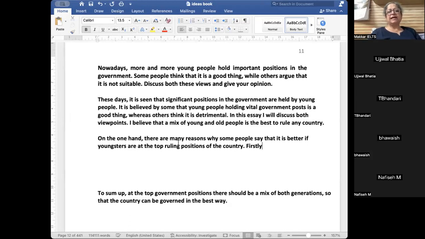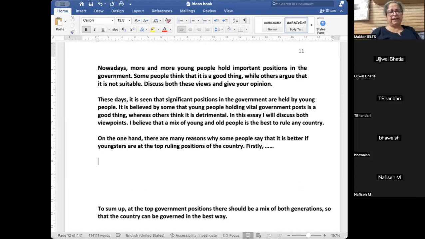Okay, now see, it is why some people say, some people say. Had it been an advantages, disadvantages essay, you could have written on the one hand, there are many reasons why young people at the top ruling positions are better. That would be your view. So you can see the difference in the sentences. Here you have to say why some people say that. And then you can start with firstly and then your points.